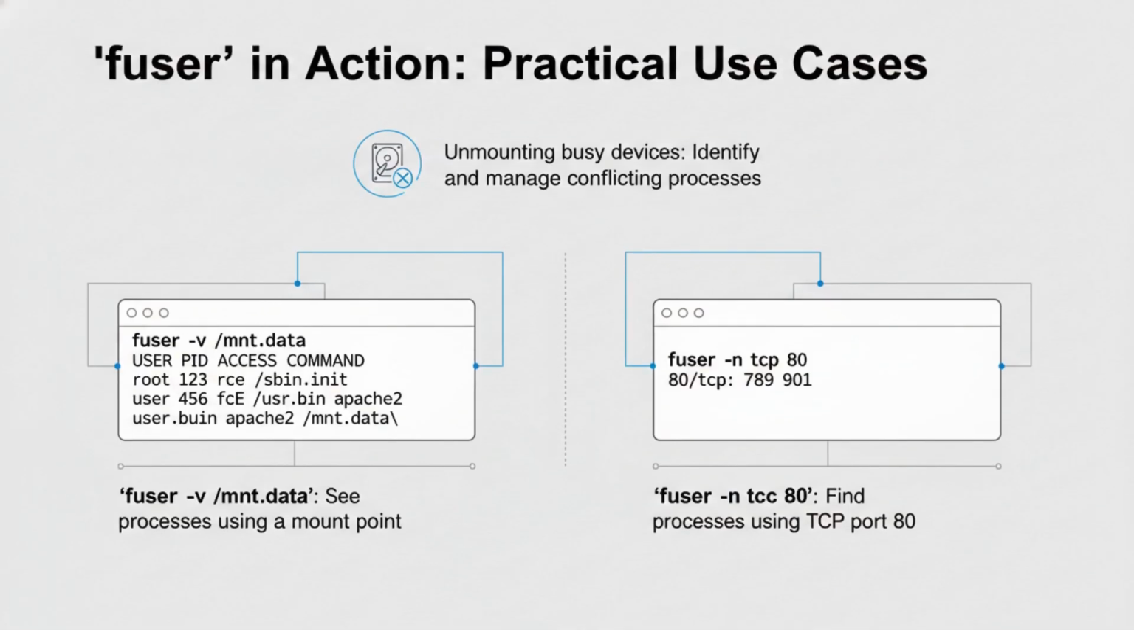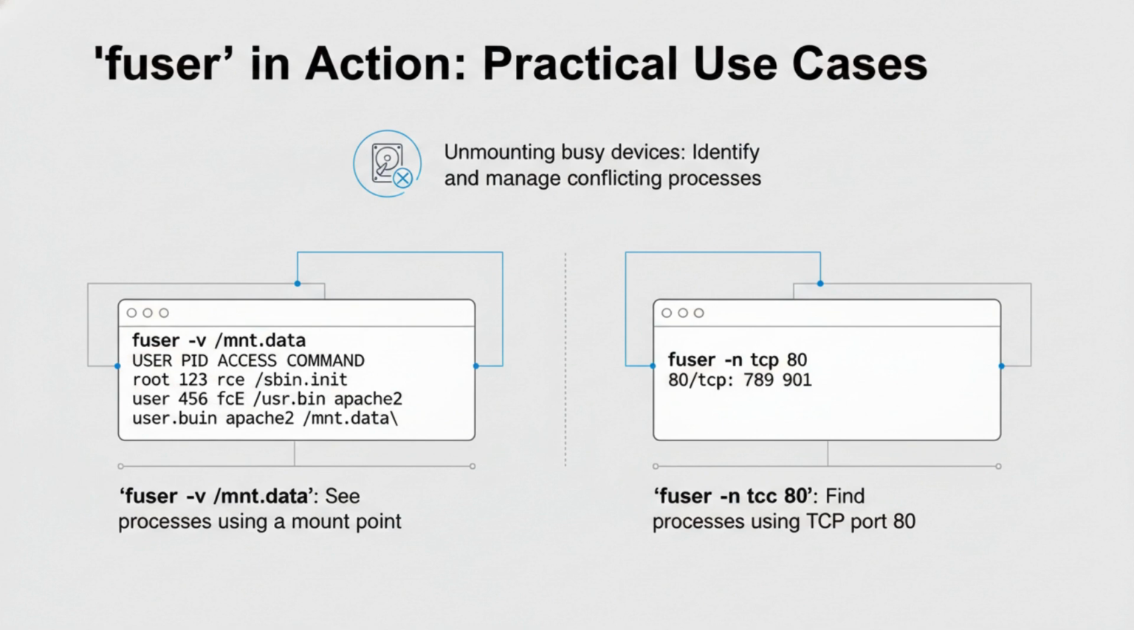Let's explore fuser with practical examples. If you need to know which processes are actively using a specific mount point, say /mnt/data, you would use fuser -v /mnt/data. The -v option provides verbose output, giving you more details about the processes. This is indispensable before attempting to unmount a file system.